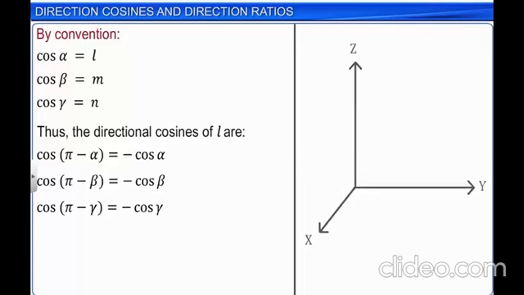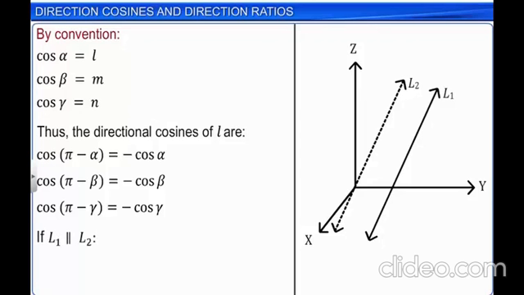To find the direction cosines of a line that does not pass through the origin, we consider a line parallel to the given line and passing through the origin. Since the two lines are parallel, the angles made by them with the coordinate axes are equal. Therefore, the two parallel lines have the same direction cosines.